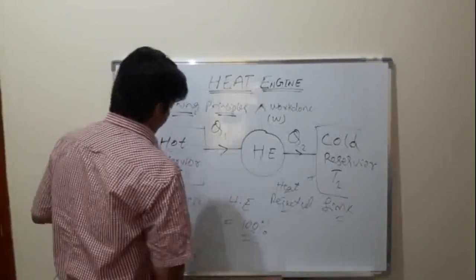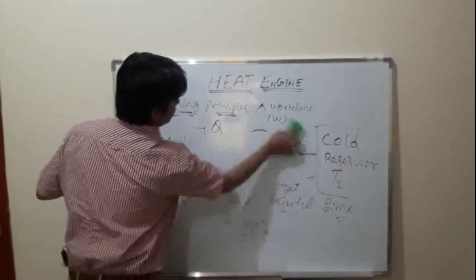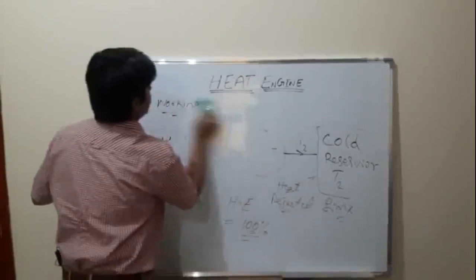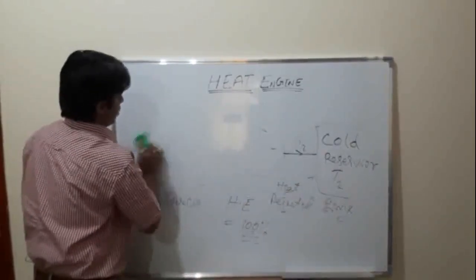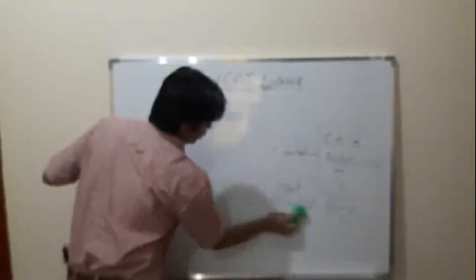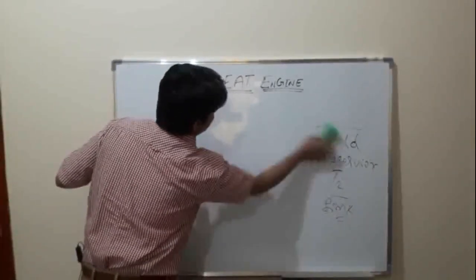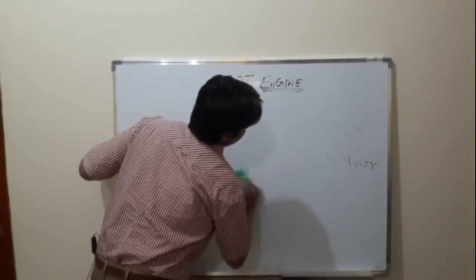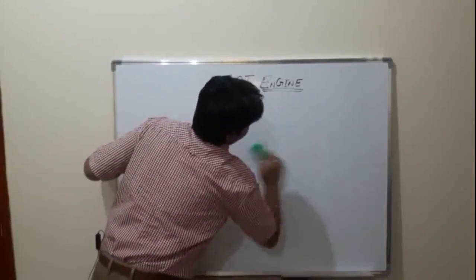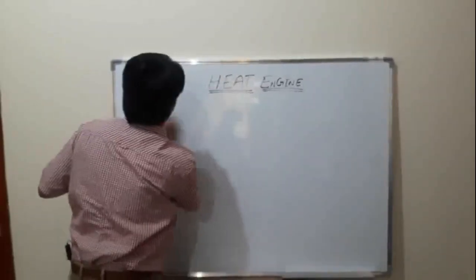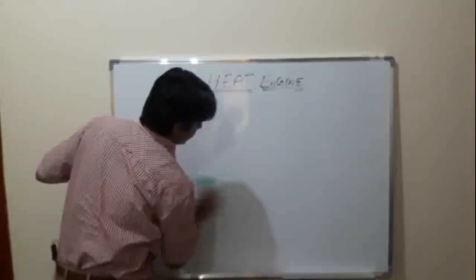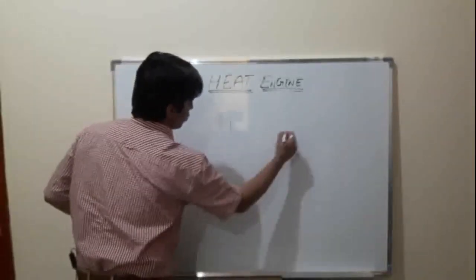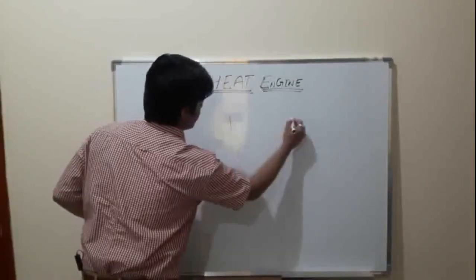Now we will go for an example. There are many examples of heat engine: internal combustion engine, steam engine, solar water heater, solar panels. These are all examples of heat engines, which convert heat from the source into work done. Let me draw the block diagram of an internal combustion engine.